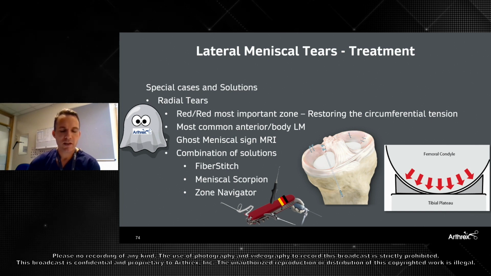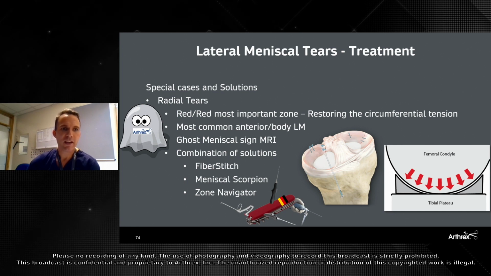And that's where using the meniscal scorpion, which you saw in the last video, or using the Zone Navigator to very carefully place sutures is really important. It's most common in the anterior part of the lateral meniscus, and often the most difficult place for you to try and repair things, and that's where the tools are important.